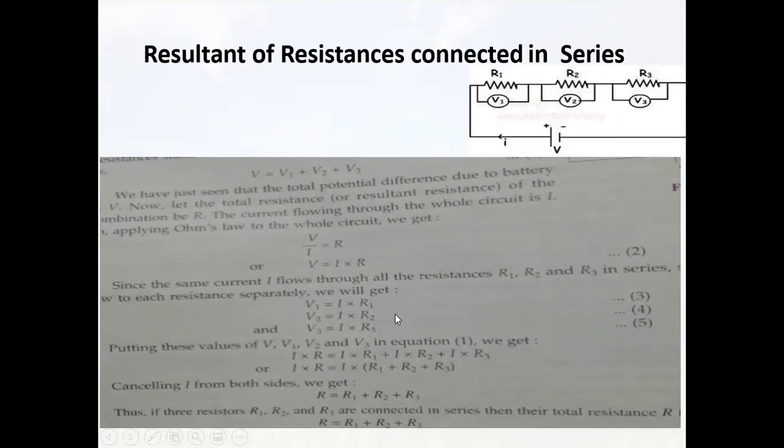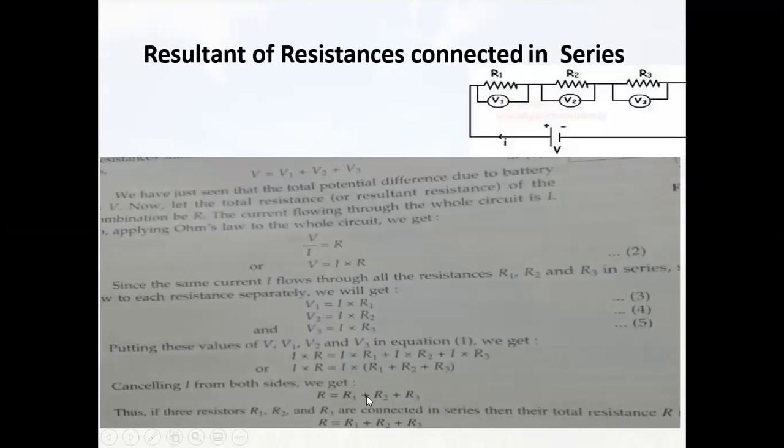Now simply we will put the values of V in the equation. V is equal to V1 plus V2 plus V3. Then IR is equal to IR1 plus IR2 plus IR3. I is common. Then I into R1 plus R2 plus R3. So R is equal to R1 plus R2 plus R3. R is the resultant resistance connected in series.